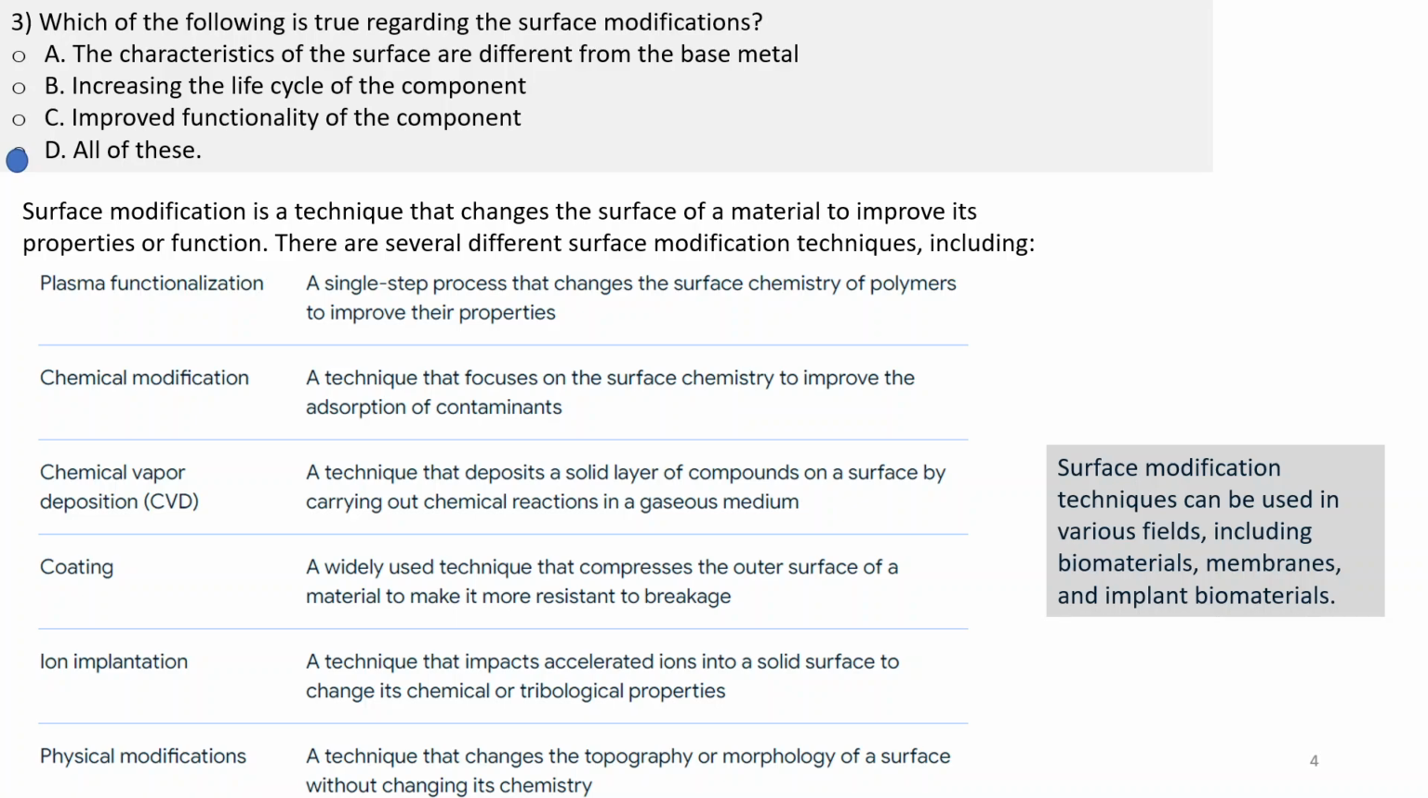Ion implantation is a technique which impacts accelerated ions into a solid surface to change its chemical or tribological properties. We have physical modifications. It is a technique which changes the topography or morphology of a surface without changing its chemistry. Surface modification techniques can be used in various fields including biomaterials, membranes and implant biomaterials.